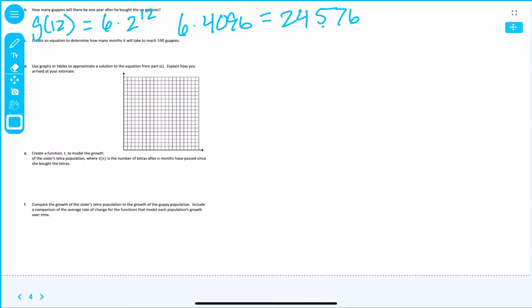Create an equation to determine how many months it will take to reach 100 guppies. Well, what's our equation going to be? We know what G of something is. What do we need our answer to be? Yeah, so 100 is equal to 6 times 2 to the n, where we're solving for n, right?